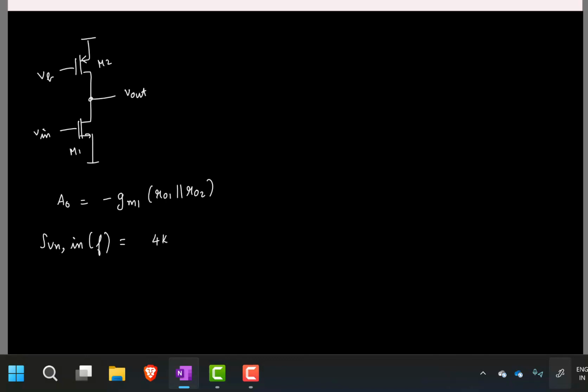The noise current is 4kT gamma GM1 plus 4kT gamma GM2. This is the current. I'll have to refer it back to the input, so I divide by GM1 square. Okay, so now if you look at this, what is the role of this PMOS transistor here?